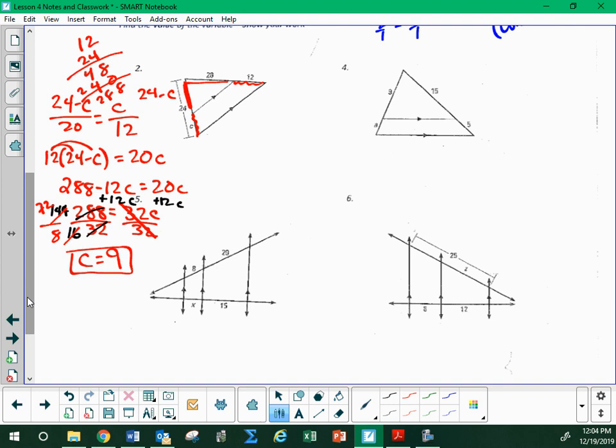So then work on number 4. Alright. So. Once you get your answer, go and compare with your shoulder partner what you got.